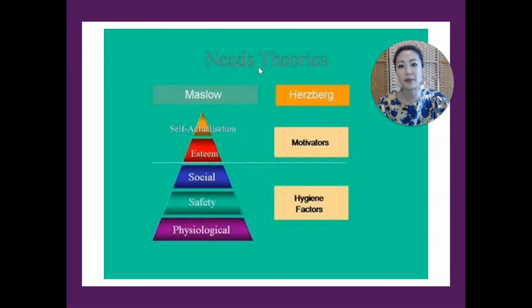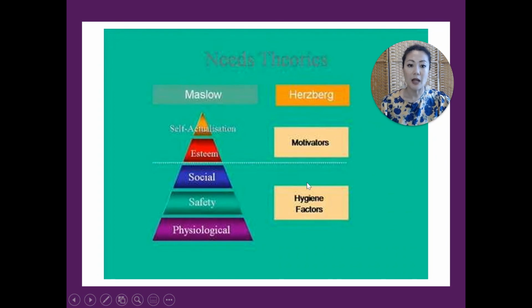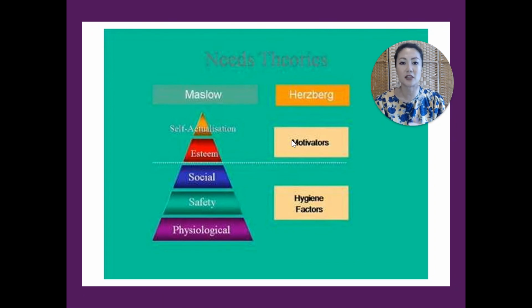Another diagram that you have in your textbook is another theory. Herzberg basically has a similar idea, but he simplified it. He categorized the social, safety, and physiological needs into just one lump sum, which is the hygiene factors. And then esteem and self-actualization he categorized as motivators. So basically they talk about pretty much the same thing, but he simplified it a little bit.